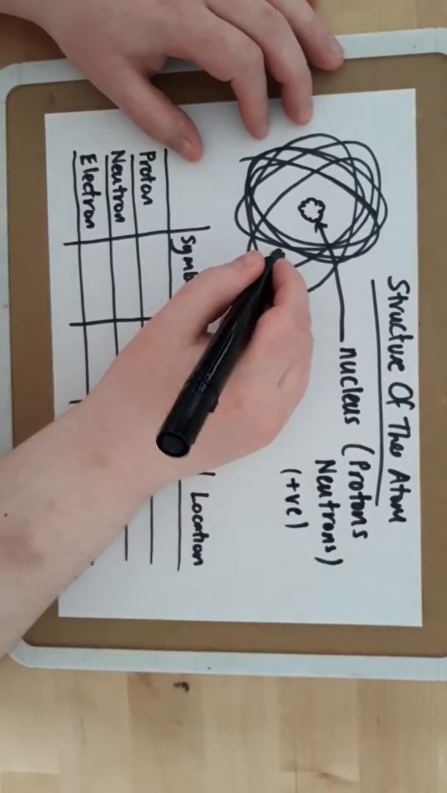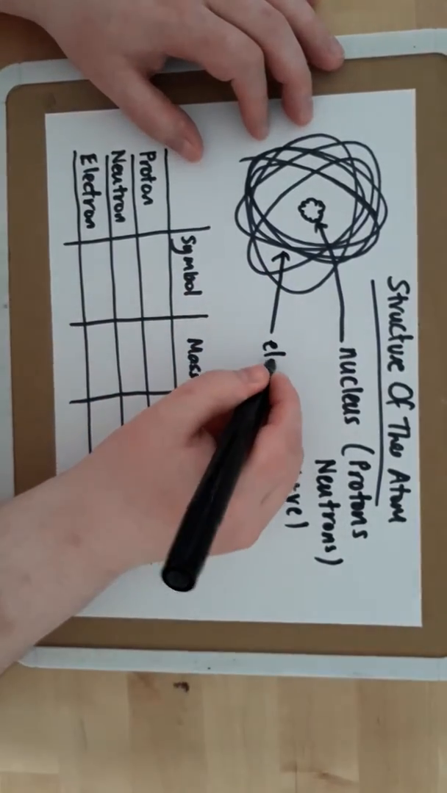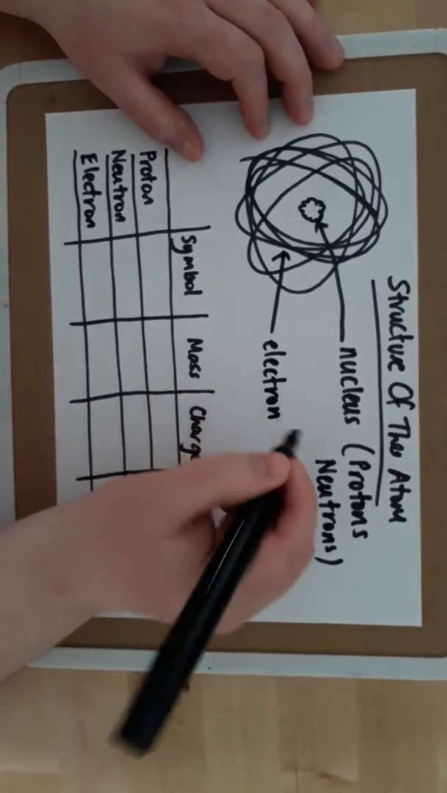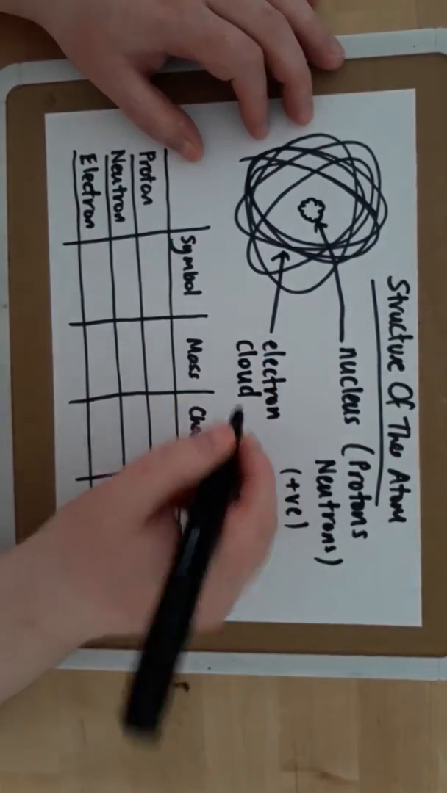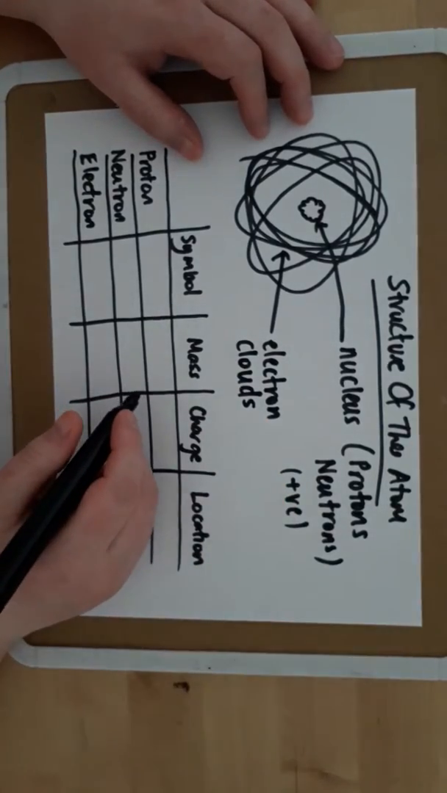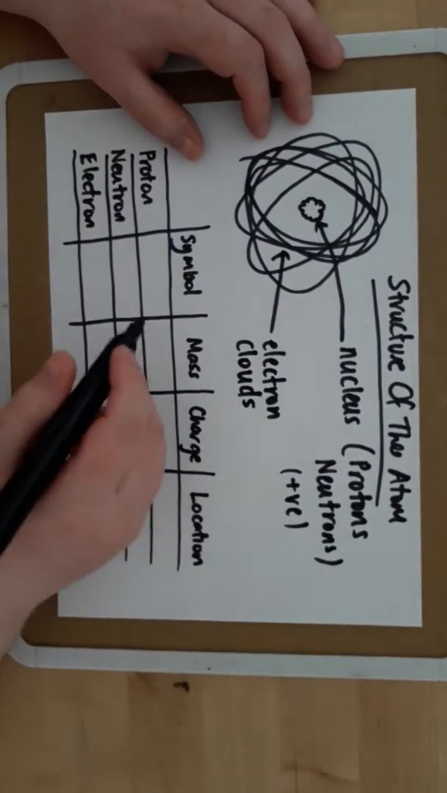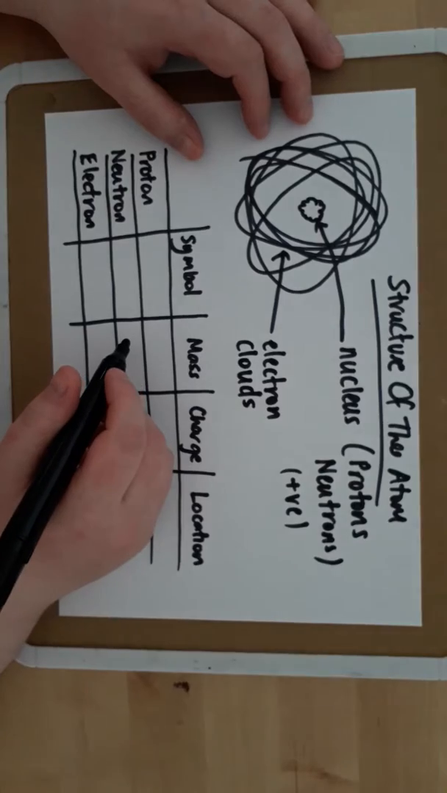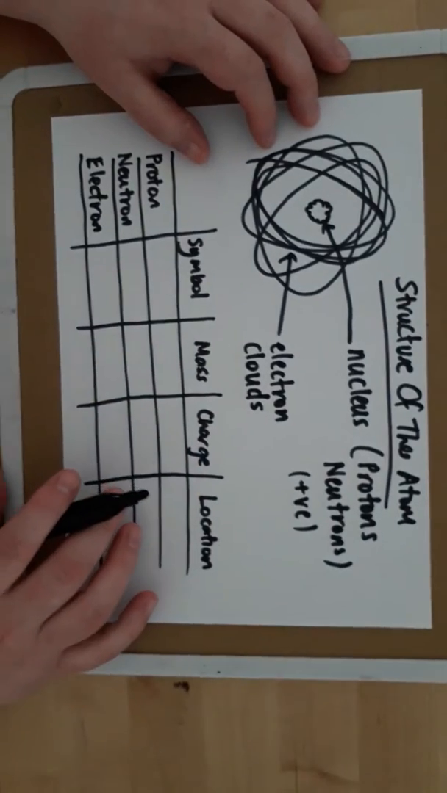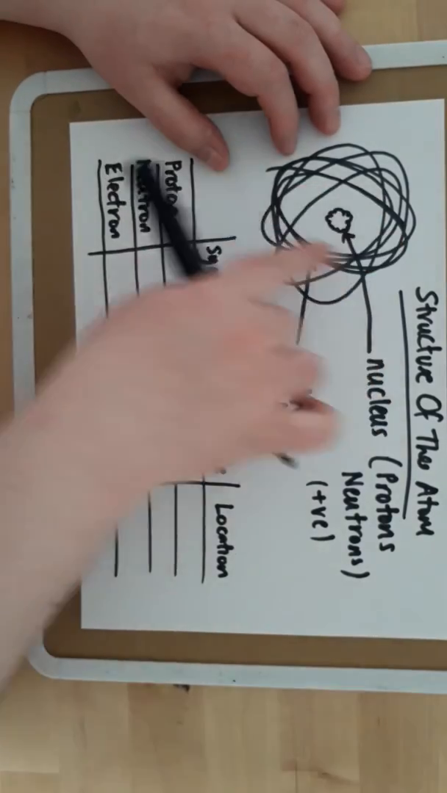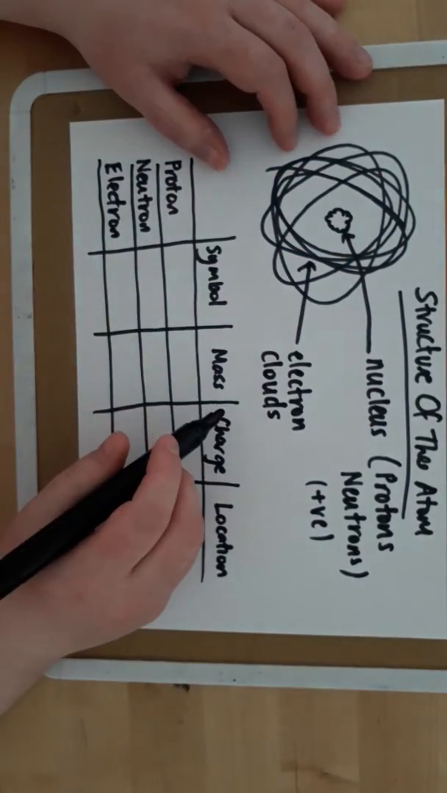Round the outside we have electrons, and I tend to call them electron clouds, but it's basically the electrons rotating all round the outside of the atom. And that's a basic picture of what the atom looks like. Two different parts, the nucleus in the middle, and then we've got electrons going around the outside.